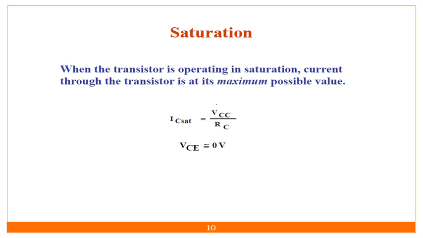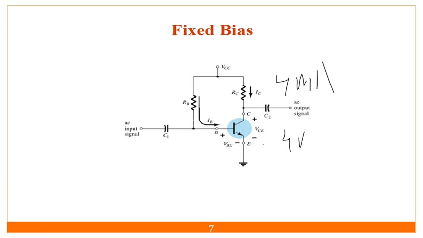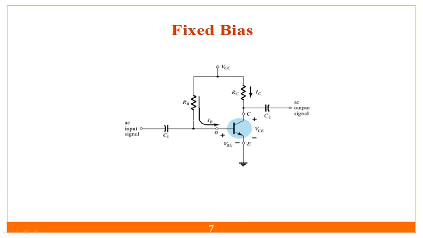And in saturation, the maximum current is nothing but what? VCC divided by RC. That is nothing but my VCE equal to 0. If you observe the graph, what is the maximum value of IC? That is nothing but IC is equal to VCC divided by RC. Forget about this graph. This potential should be 0. Why is it 0? Because in the saturation region, the transistor acts as a switch.